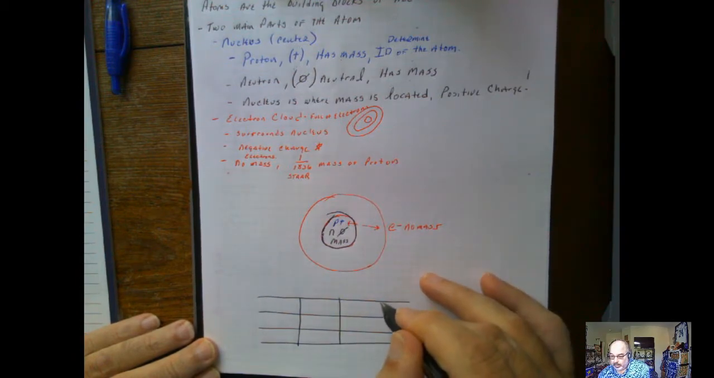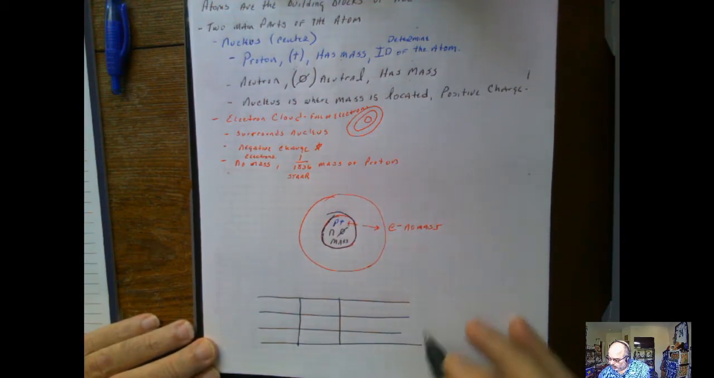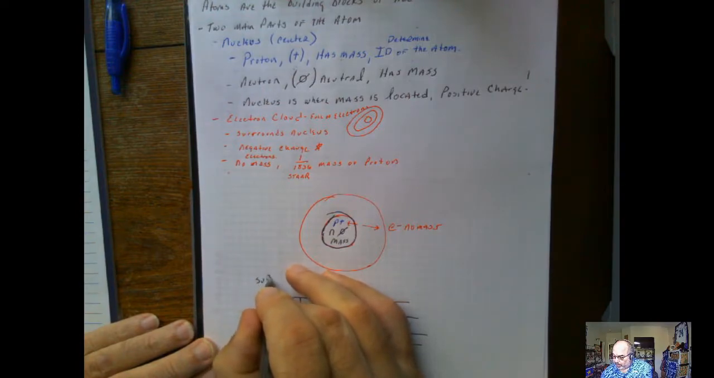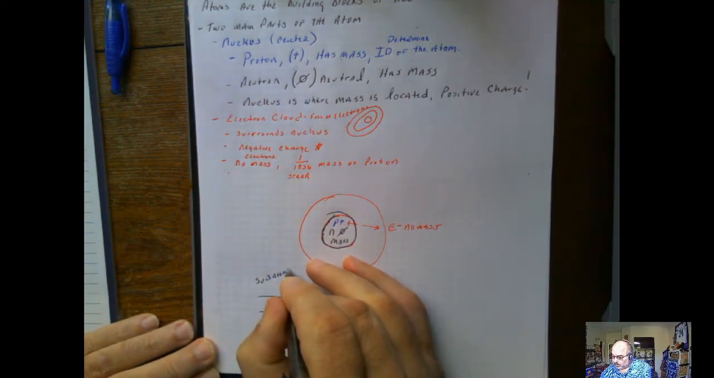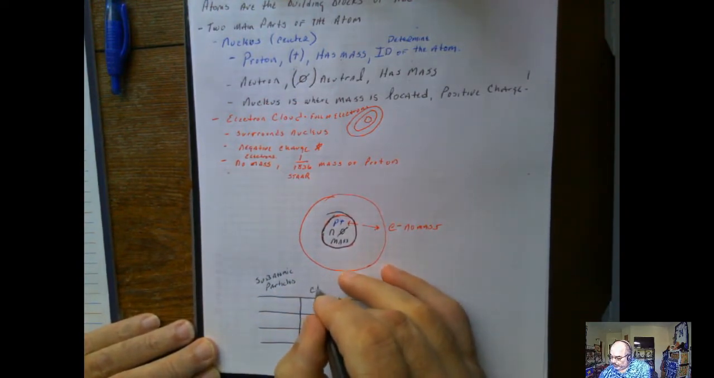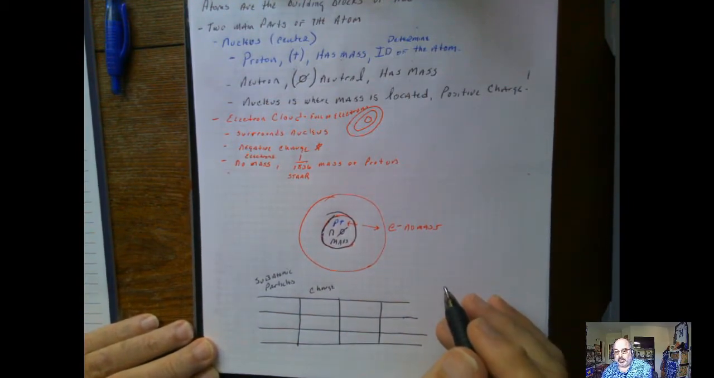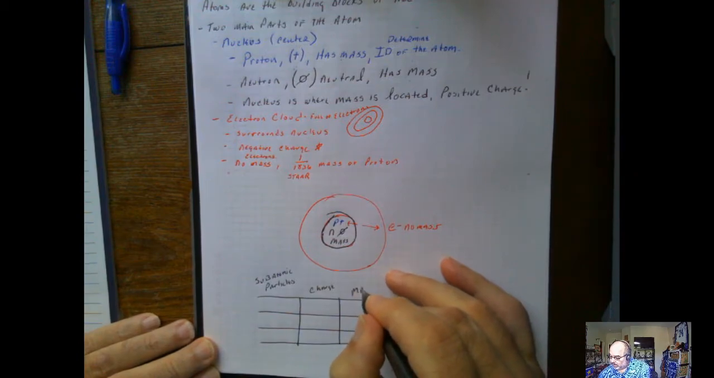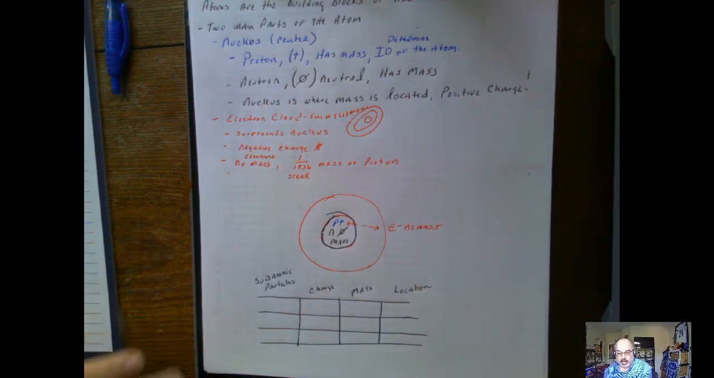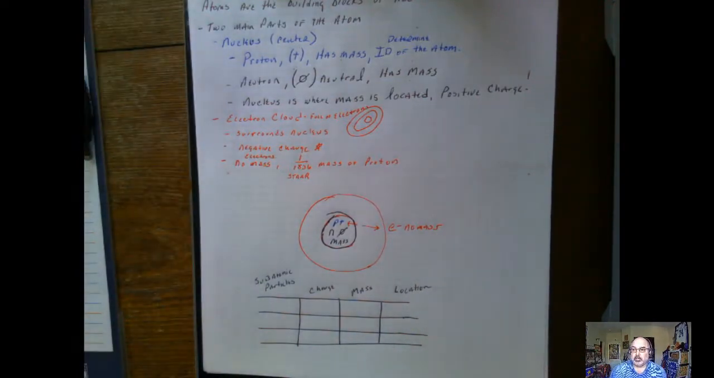Okay, so what we're going to do, and yes, write this down. You guys always ask, do I write it? Yes, you write it down. If I write it down, you write it down. Okay? All right, so in this column, what we're going to have are the subatomic particles. The charge: positive, negative, or neutral. The mass, and that's easy because it's either yes or no. And the location, and that's easy because it's either nucleus or electron cloud.